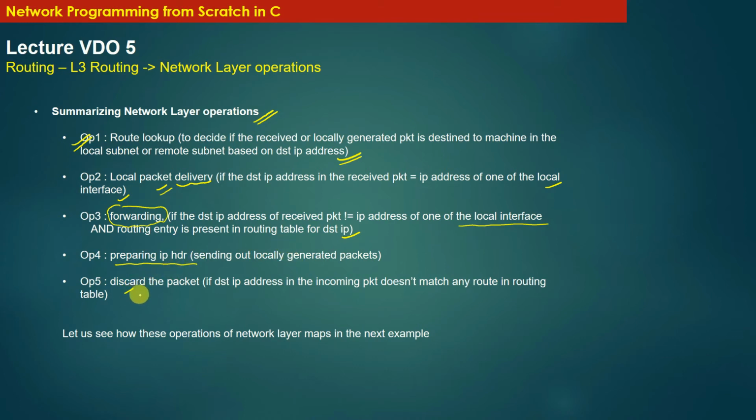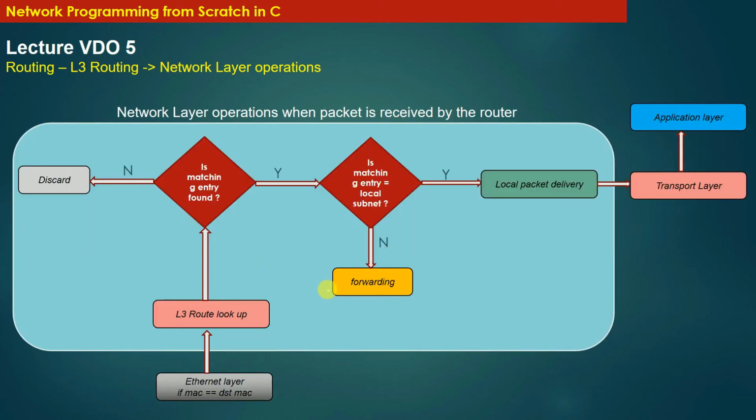Then the fifth operation is to discard the packet. That is, if the destination IP address in the incoming packet doesn't match any route in the routing table, that is, there is no matching entry in the routing table, it means the router doesn't know what to do with the received packet, so it silently discards the packet.